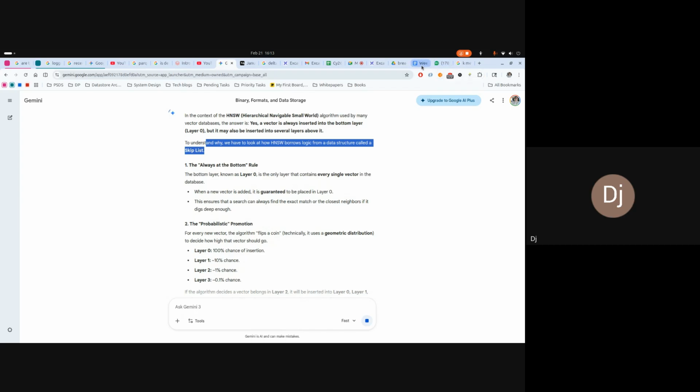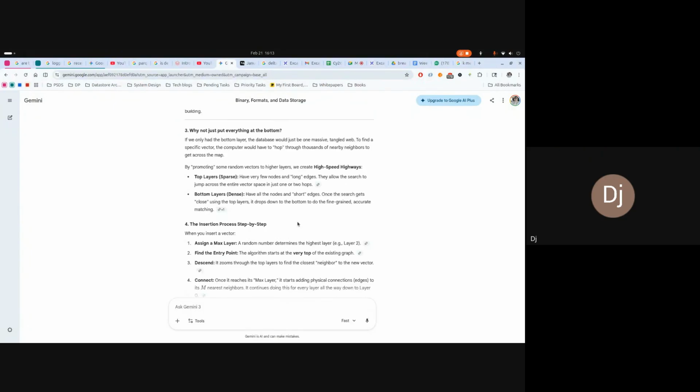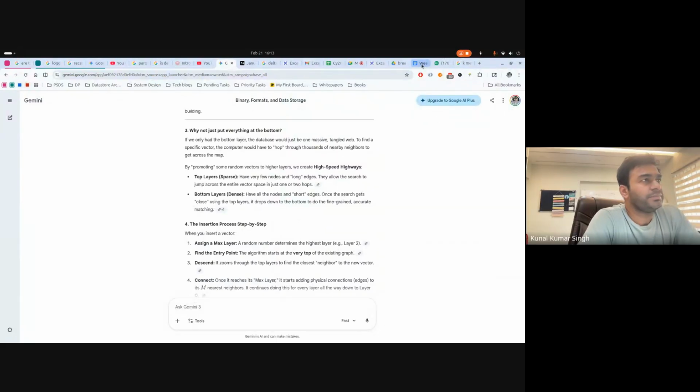100%, 10%, 1%, and 0.1%. Okay, and like that they have a layering. This probability, the degrading probability at each layer. Decaying probability, yes. Decaying, yeah. Okay.